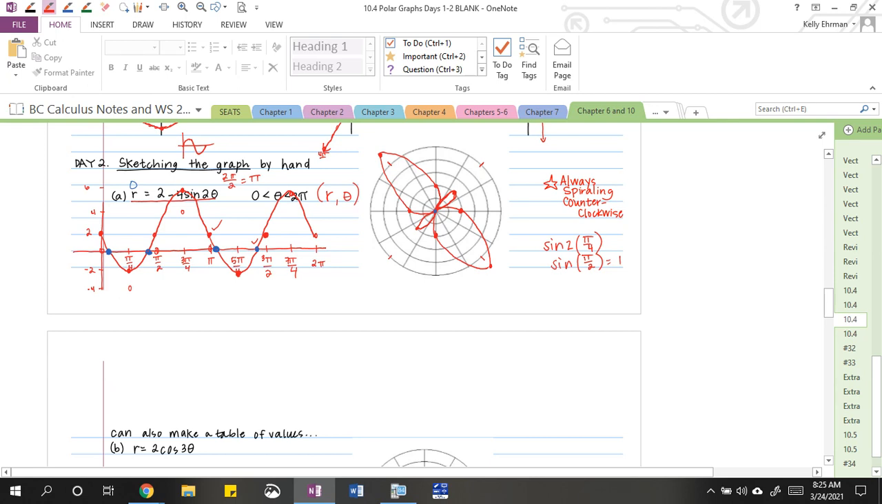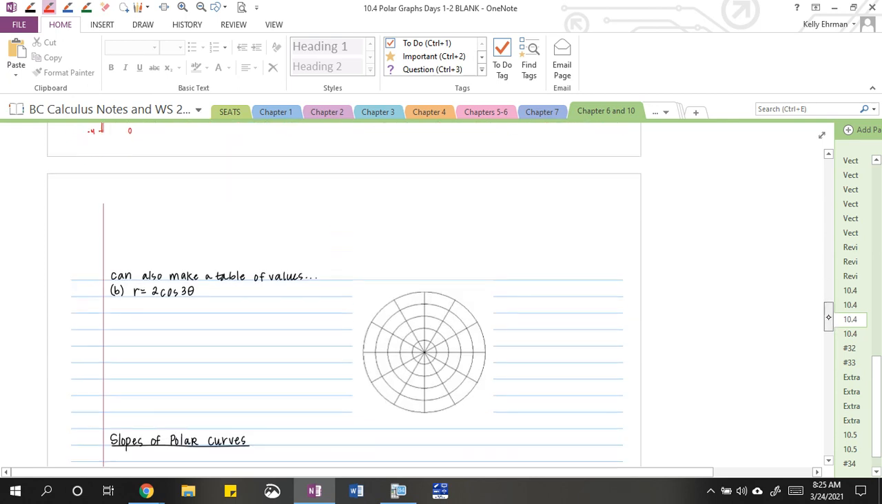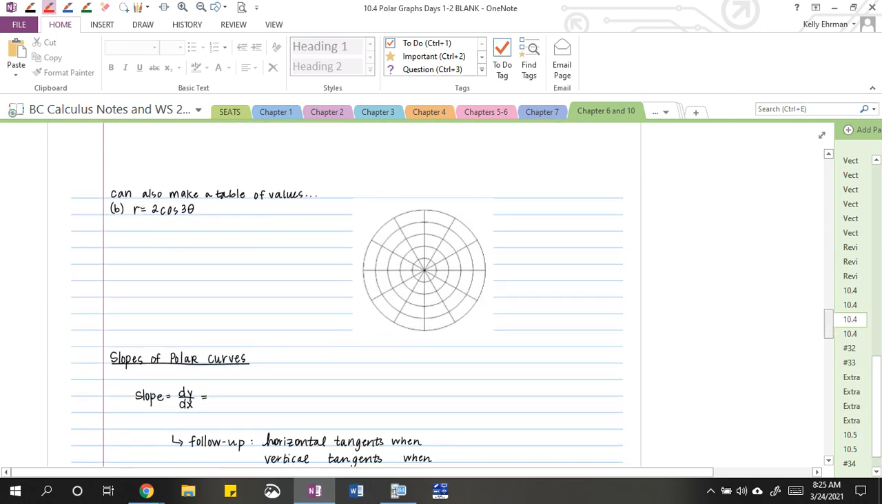So I'm not going to go back and make a table for this one, but I'll make a table for the next one. So you could also make a table of values. Let's look at 2 cosine of 3 theta. Now, if I'm going to make a table of values, remember the important angles are the zeros and the pi over 2s and the pi's.